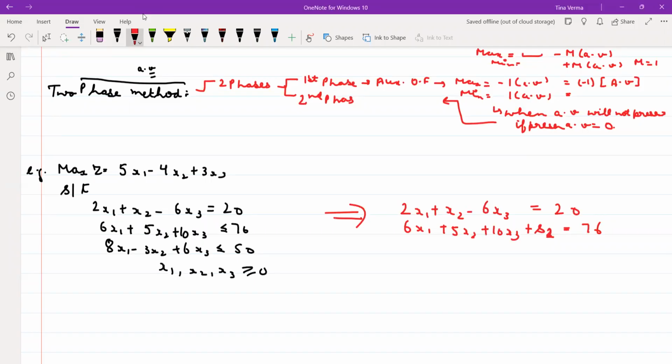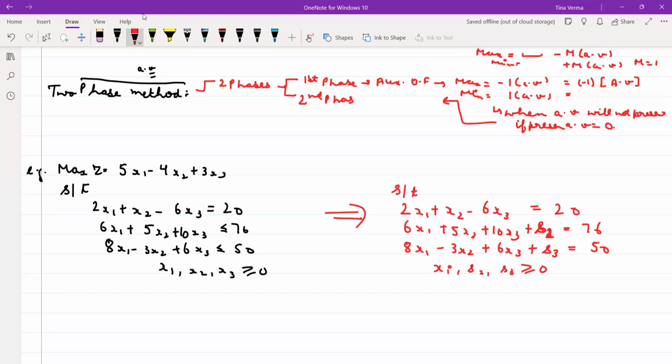Why am I giving the name S2? So that I can remember that I have added my slack or surplus variable only in the second constraint. This is just a notation, so it is your wish. You can give any name, S1, S2, S3. Since I am adding it in the second constraint, I am giving the name S2. Then 8x1 minus 3x2. The benefit is that when you do dual theory, you will have the benefit of this naming, right? Because I am adding a slack variable in the third constraint, I am giving the name S3. This is my 50, and all my xi, S2 and S3 are greater than or equal to 0.